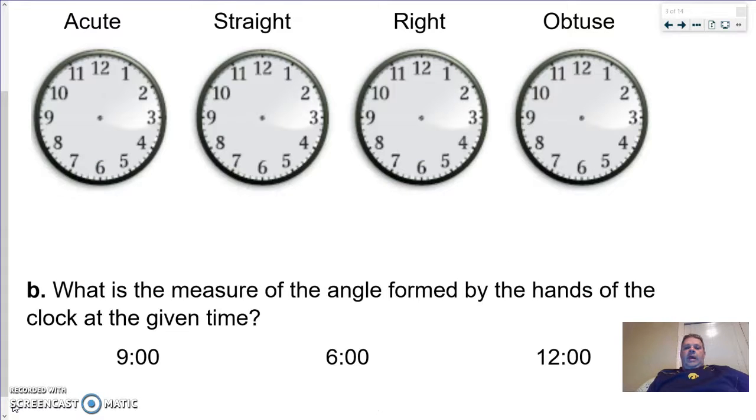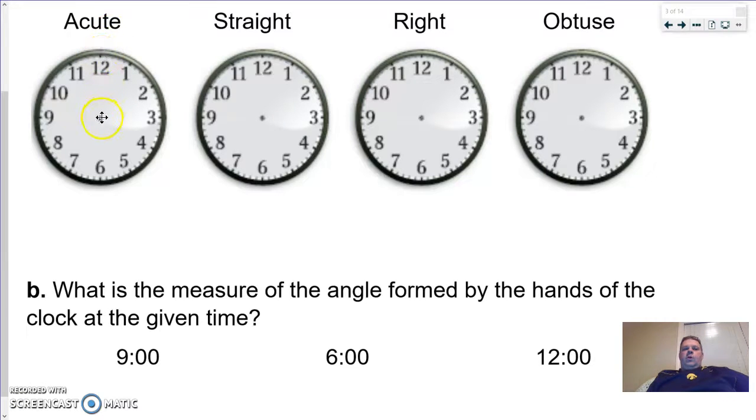The second thing that I want you to do, now that you've got your acute, straight, right, and obtuse angles, is figure out what is the degree measure of the angle formed by the hands of the clock at the given time. So try to draw a clock at 9 o'clock. Tell me how many degrees that is. At 6 o'clock, how many degrees is that? And at 12 o'clock, see how many degrees that is. Please pause the video for students to try this. Please have a discussion about the degrees formed by those times.